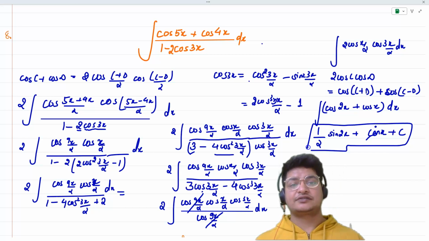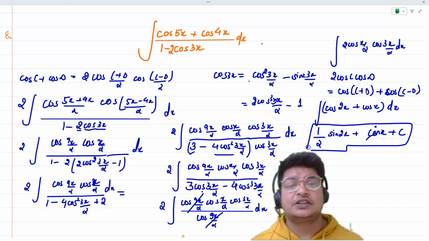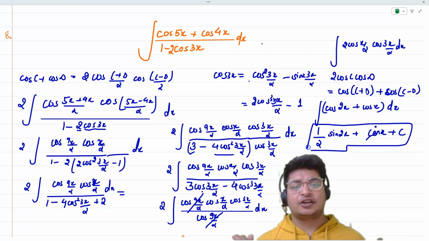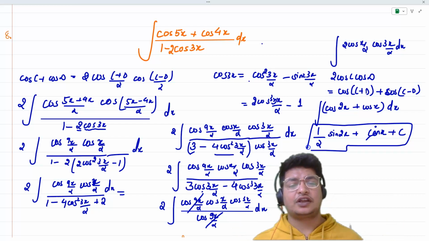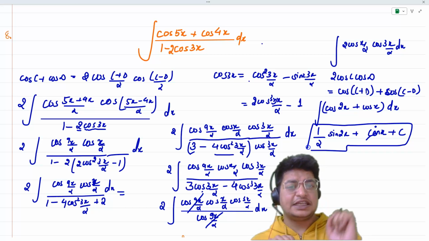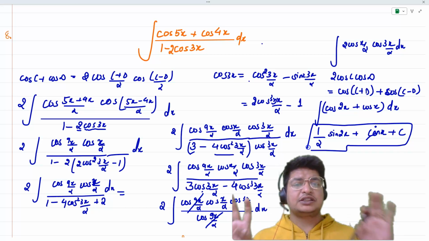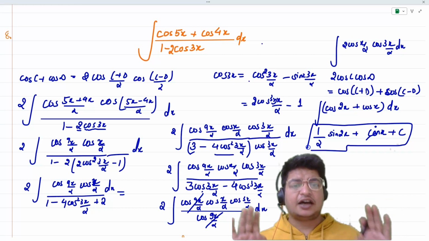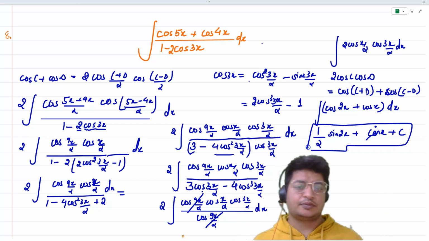Hope you have understood this question, where we are using the basic concept of trigonometric identities to solve this problem. Hope you have understood each and every step, and all the formulas that I have written here are very important to solve this problem.